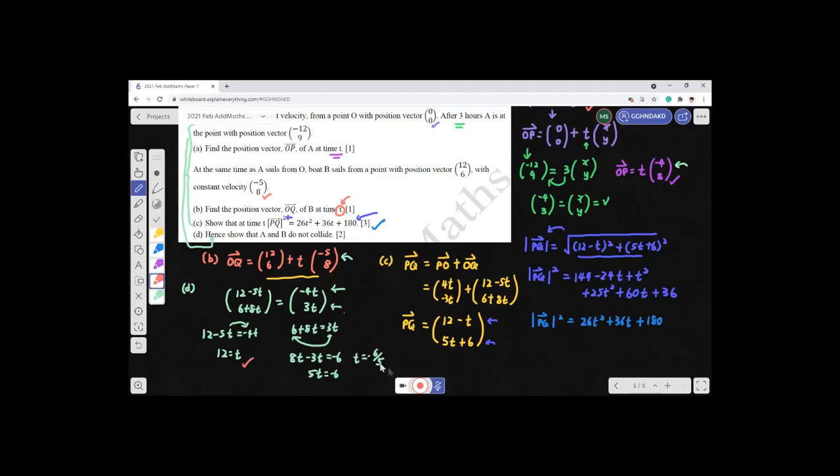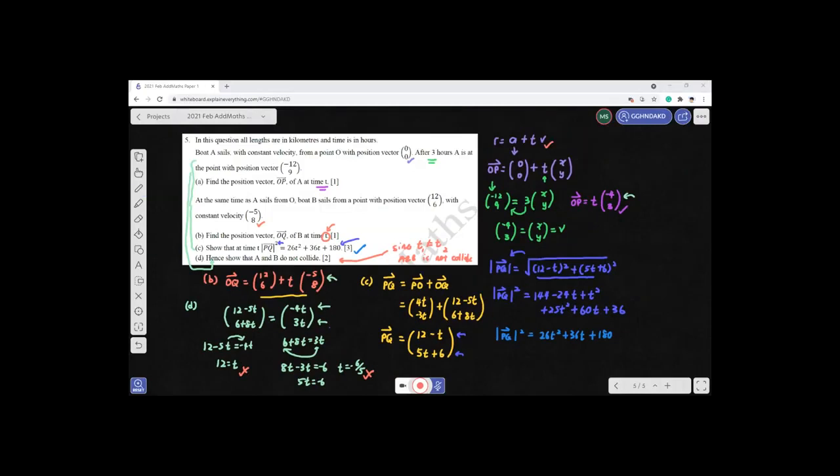That's why, because they are not the same, you make a conclusion. Since t is not equal to the other t, let's say t1 and t2, both timings are not the same. That's why A and B do not collide. You must make a conclusion. When they ask you to show something, you must make a conclusion. Any questions? All right, let's continue.